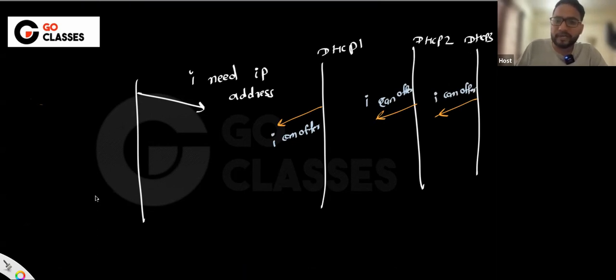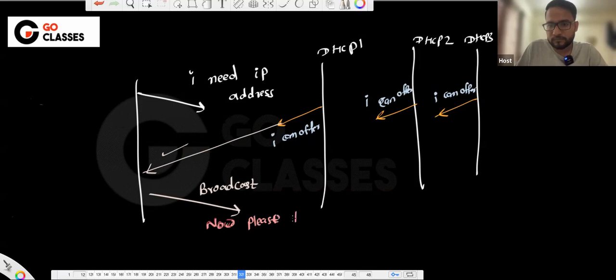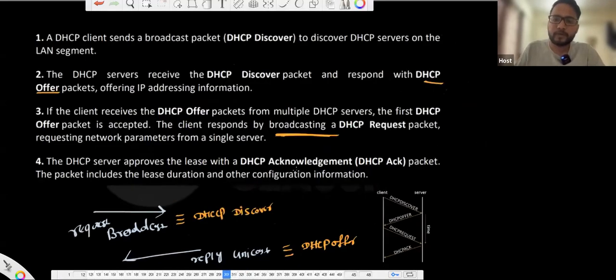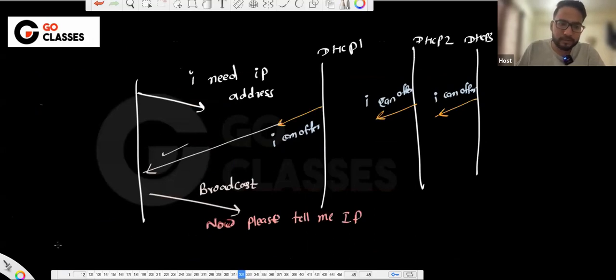Now when it receives the offers, let's suppose it accepts this one. Now it will broadcast and say, now please tell me the IP address. That's what it will say. I hope you understood, right? So the fourth one, now DHCP will actually acknowledge it. The DHCP server will just send the IP address. Now the fourth one will be this. This server will actually send the IP address now.